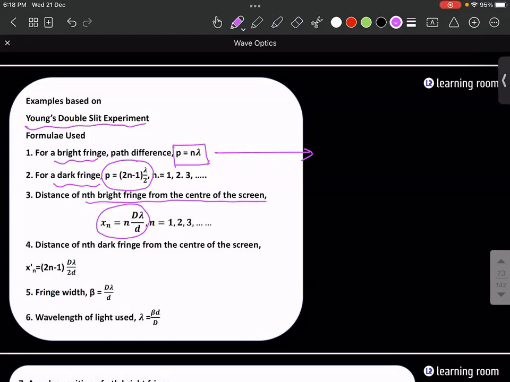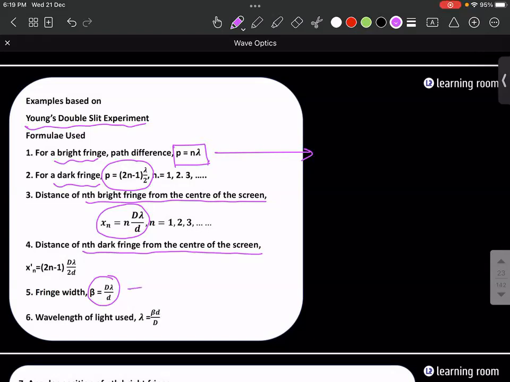Make a note of all these formulas. Similarly, the distance of the nth dark fringe from the center of the screen is (2n minus 1) into lambda into capital D divided by 2d. Then fringe width is given as lambda into capital D by small d.